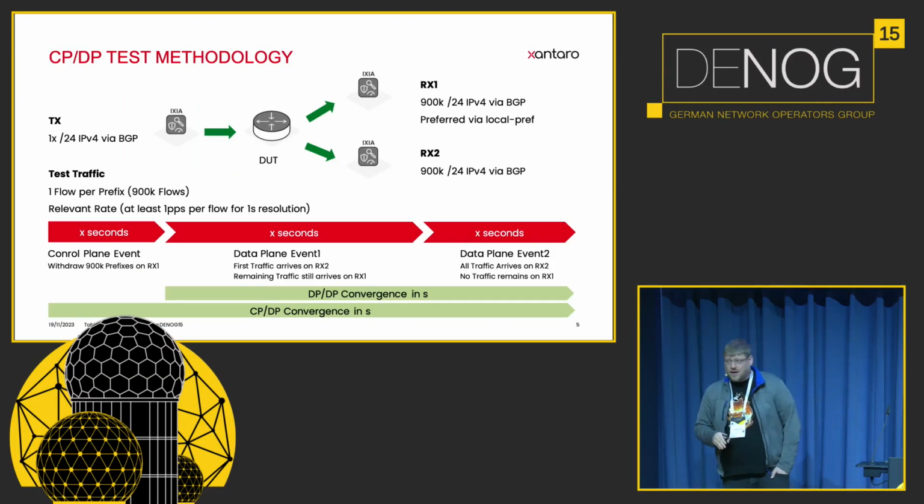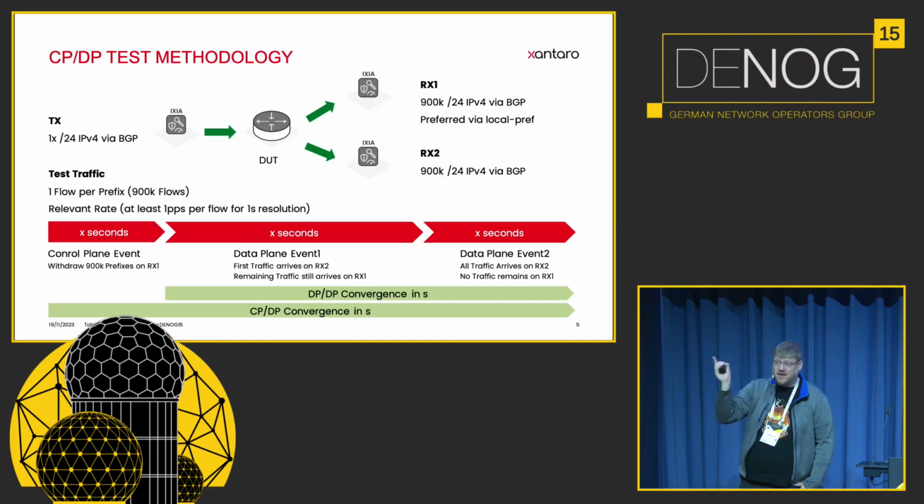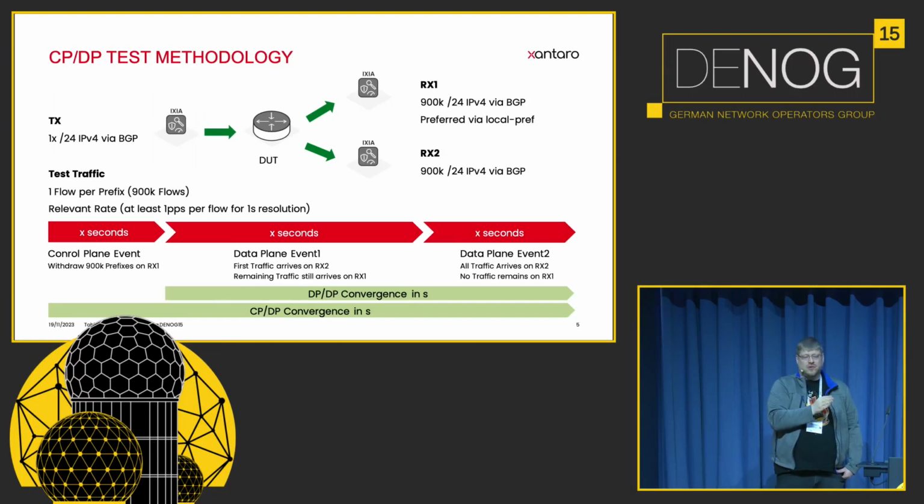We then start our test traffic. We send traffic from TX to all of these 900,000 prefixes. One assumption is if a prefix is programmed, then it doesn't matter to which destination IP address in that prefix we hit. So we just send traffic to one IP of that /24, which ends up in 900,000 flows, which we need to look at.